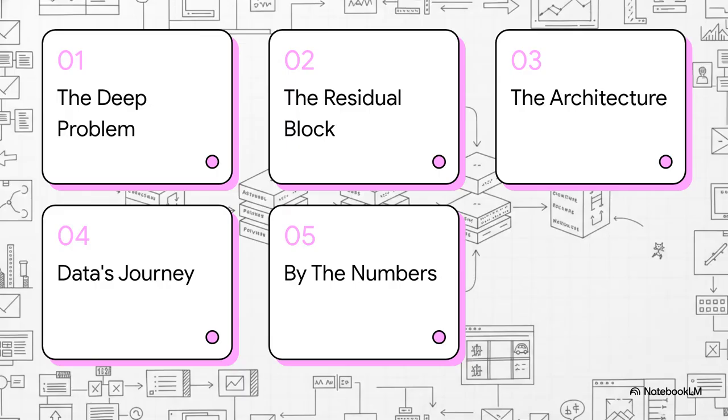So here's our game plan. First, we'll look at the problem ResNet was designed to solve. Then, we'll get into its secret weapon, the residual block. From there, we'll see how to assemble the full architecture, we'll follow the data on its wild ride from input to output, and finally, we'll look at the numbers to see just how big this model really is.